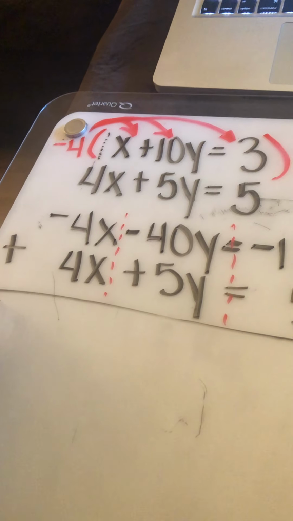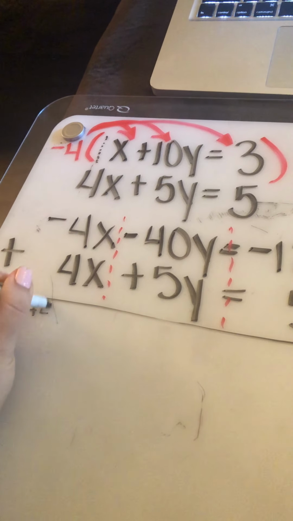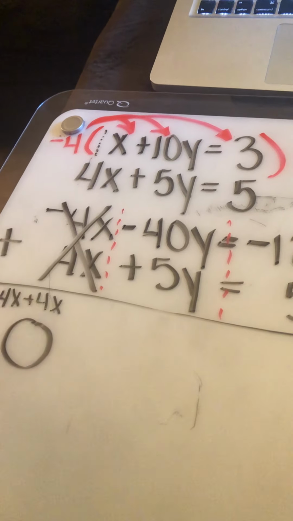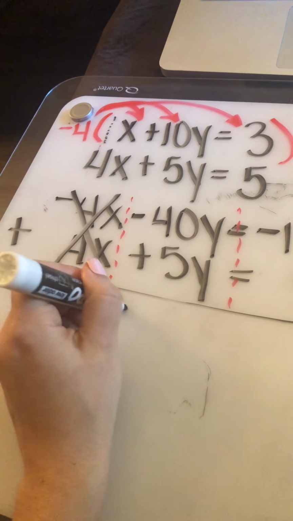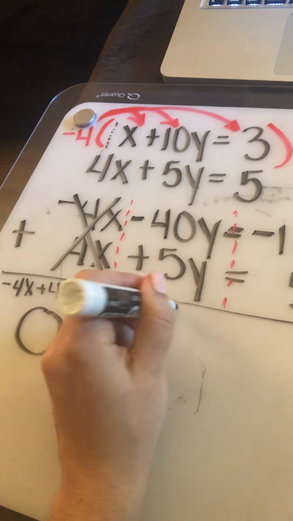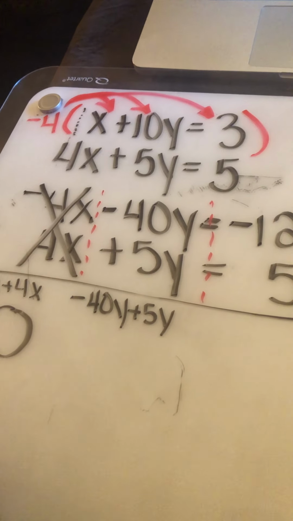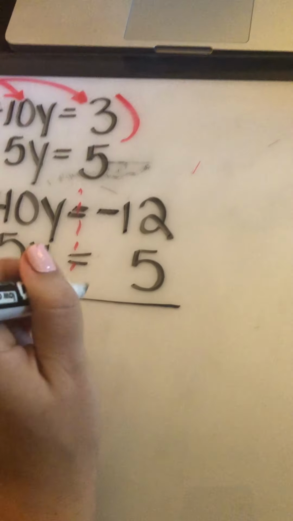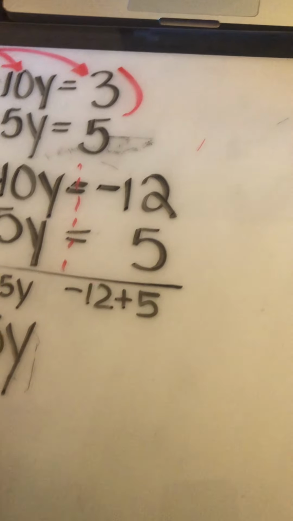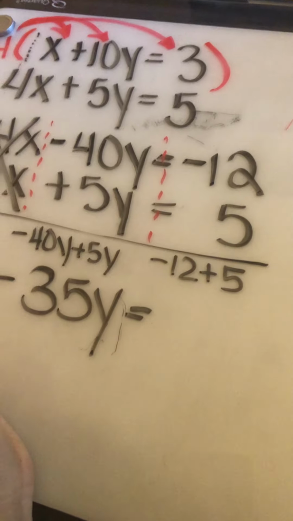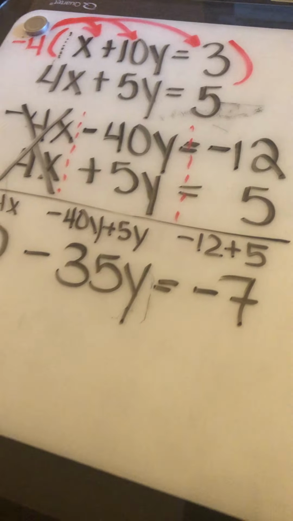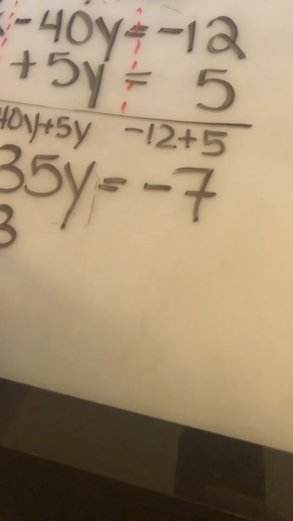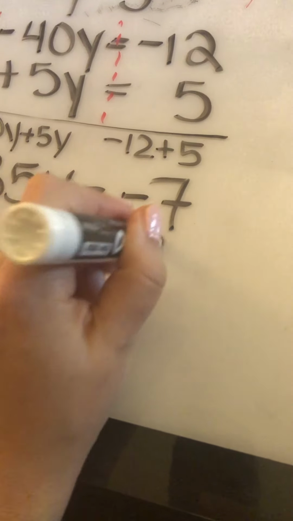So we have -4x plus 4x, and that's going to equal 0. That's why we're doing this, to eliminate the variable. Then we'll do -40y plus 5y, which is -35y. And then -12 plus 5 will give us -7. We'll rewrite it without that 0 because we don't need it. So now we're left with -35y equals -7.